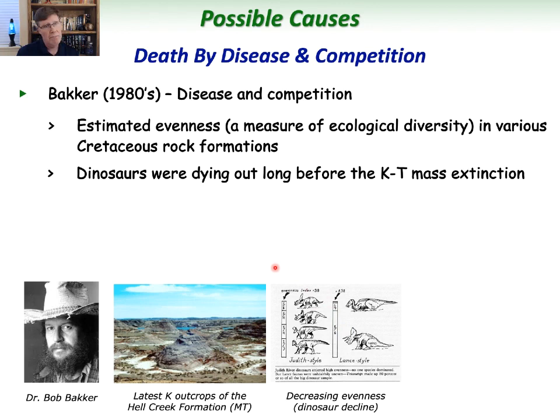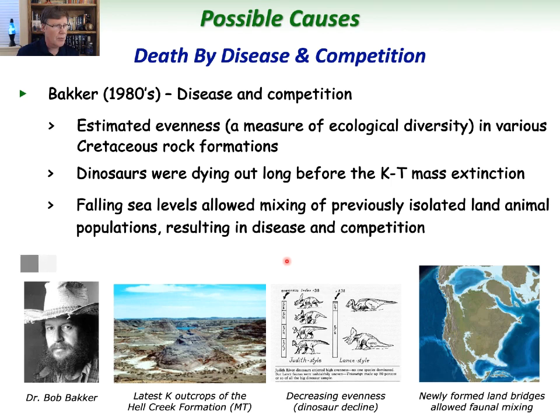Some people have challenged this, but he's adamant about it, and others are as well. It's one of his dinosaur heresies, which he wrote a book on in the 80s, and this was part of it. Remember, he's the one that was espousing the fact that dinosaurs were warm-blooded, feathers, and so he's no stranger to controversy. And this idea is that the sea level is falling because of whatever reason, but we've just explained why they were falling. The seas draining off allowed land bridges to form and mixing of previously isolated animal populations.